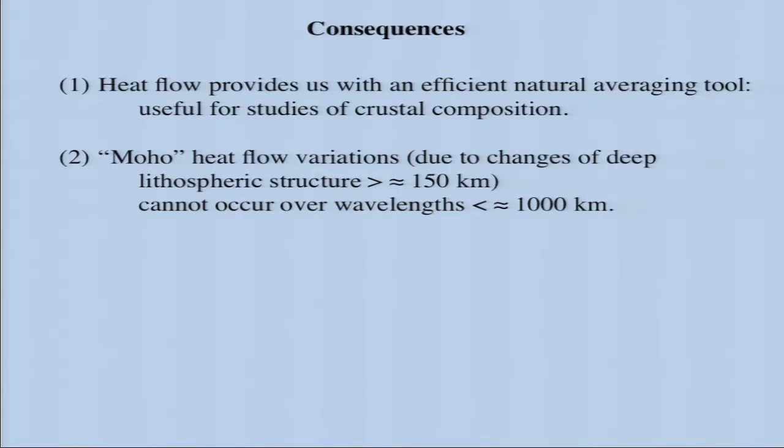So for the purpose of interpreting heat flow, the MOHO heat flow doesn't vary over wavelengths below about 1,000 kilometers. So this is why we can separate scales. If you look at a geological province, the variation of heat flow that you can record over a 1,000 kilometer scale cannot be due to variations of the MOHO heat flow. It's got to be due to crustal structure.